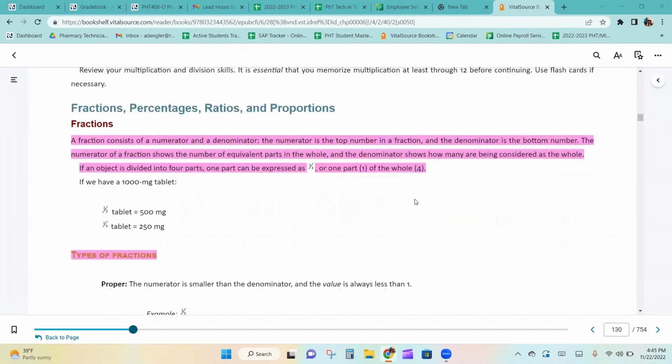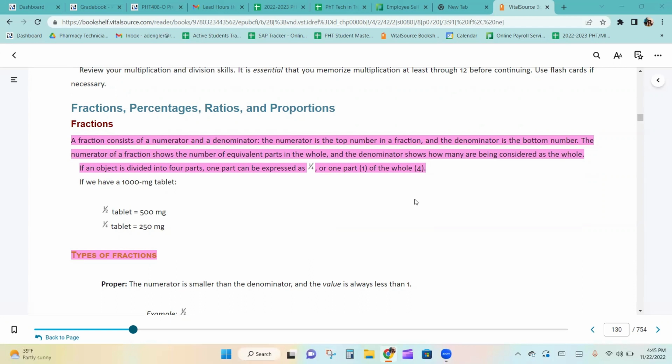A fraction consists of a numerator and denominator. The numerator is the top number in the fraction, and the denominator is the bottom number. The numerator of a fraction shows the number of equivalent parts in the whole, and the denominator shows how many are being considered as the whole. If an object is divided into 4 parts, one part can be expressed as 1/4, or 1 of the whole 4.